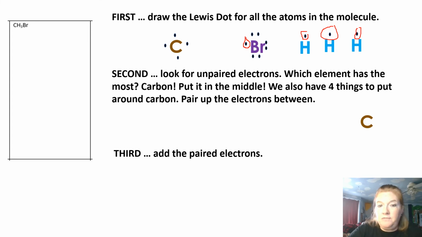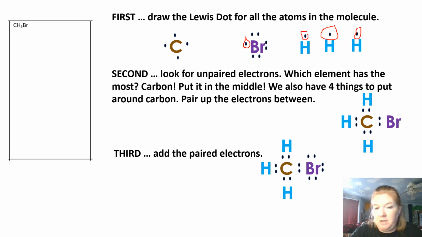Okay. We have 4 things to put around carbon. So let's put them around carbon and then pair the electrons in between. So that was 1 unpaired from carbon, 1 from hydrogen, 1 from bromine, 1 from carbon, 1 from hydrogen, 1 from carbon, 1 from hydrogen, 1 from carbon. Okay. Now we're going to add the unpaired electrons. So if I look, the only atom that has any unpaired electrons was the bromine. So add those around.